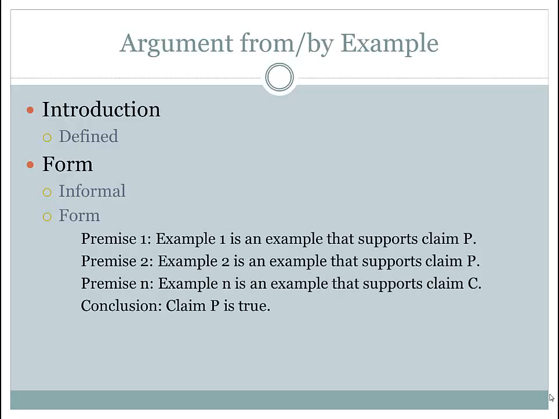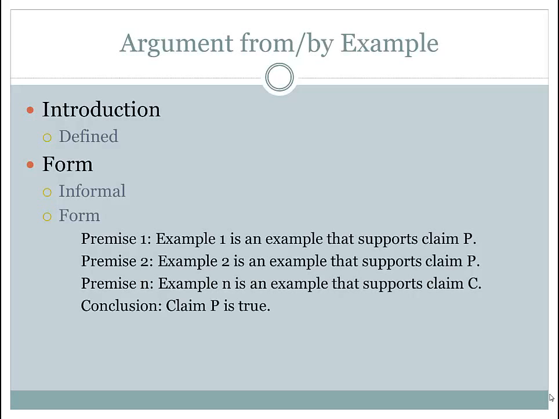Premise 1. Example 1 is an example that supports claim P. Premise 2. Example 2 is an example that supports claim P. Premise N. Example N is an example that supports the claim P. And the conclusion is, of course, the claim is true. So the basic idea is that by the weight of examples, the conclusion is established.